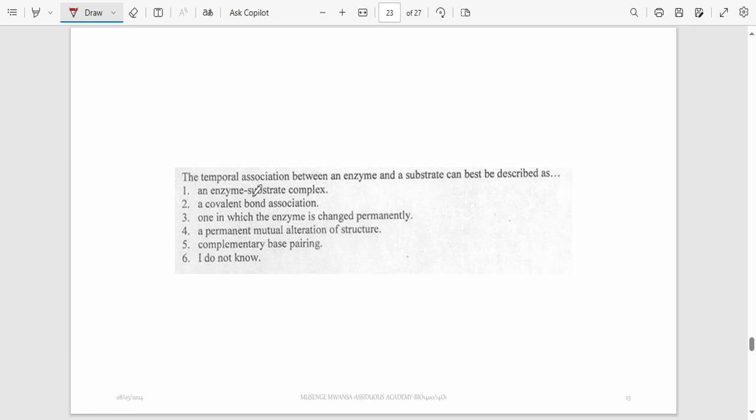The temporal association between an enzyme and a substrate can best be described as, remember, it's temporal association between enzyme and substrate. 1, an enzyme substrate complex. 2, a covalent bond association. 3, one in which the enzyme is changed permanently. 4, a permanent mutual alteration of structure. 5, complementary base pairing. Which one is correct amongst these?